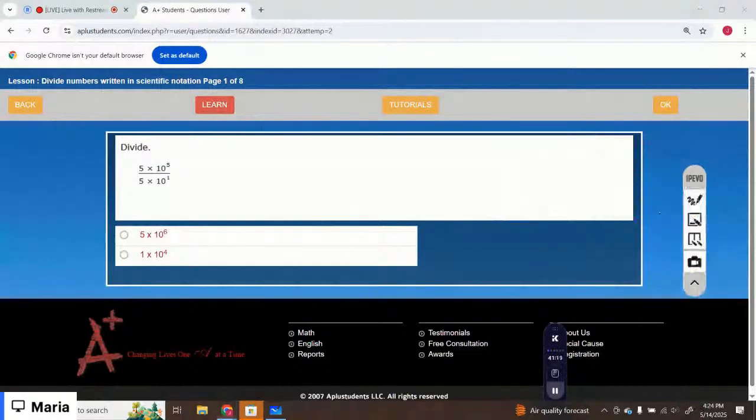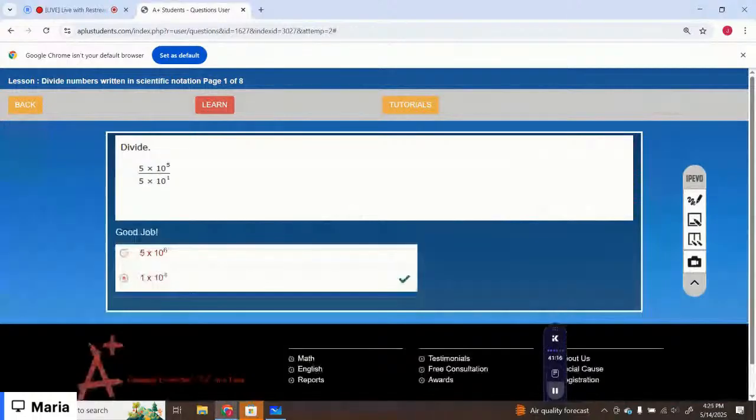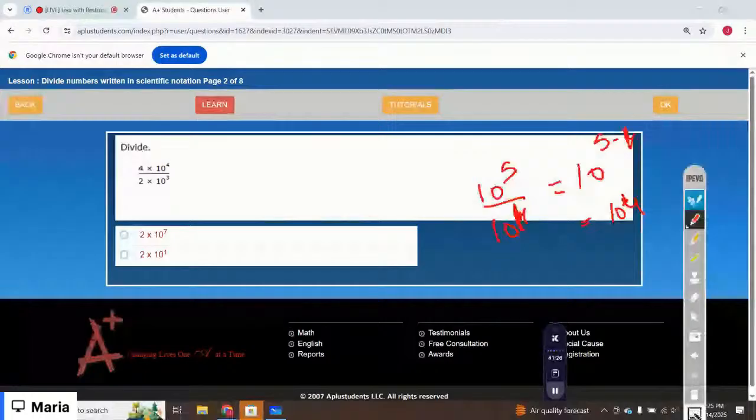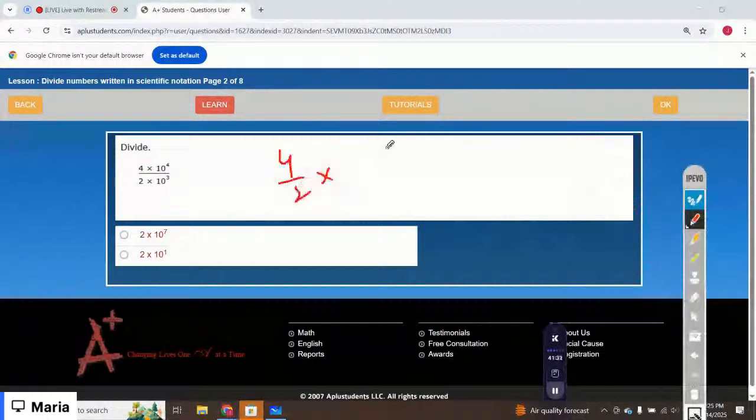That is option number 2, 1 times 10 exponent 4. Okay, the next one is 4 times 10 exponent 4 divided by 2 times 10 exponent 3. Divide the coefficients: 4 divided by 2 is 2. The bases are the same, so we subtract their exponents, which gives 2 times 10 exponent 1.